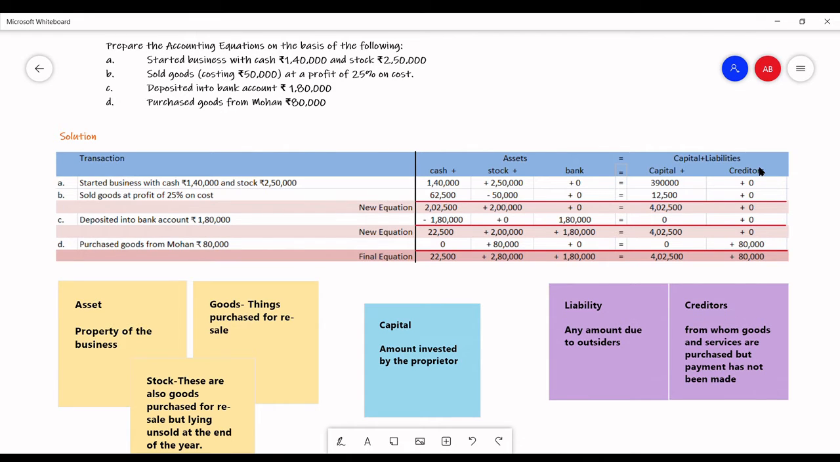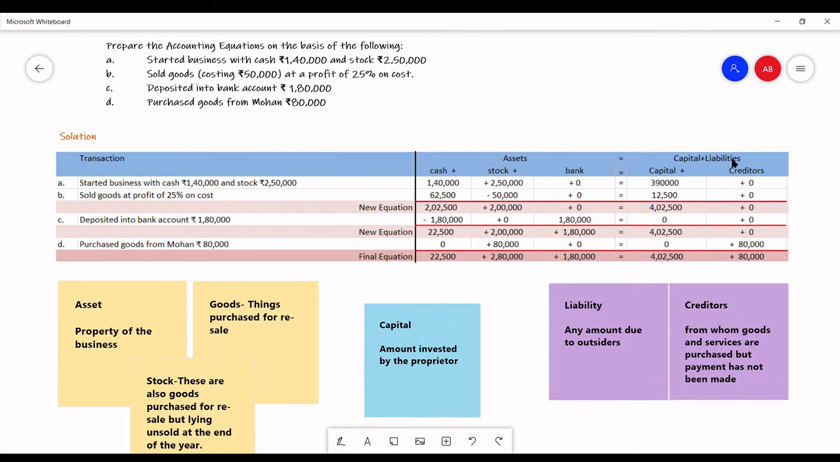For my convenience, I have written assets on the left side of the equal to and capital plus liabilities on the other side of the equal to. If you want, you can do it in a different way. You can write the capital plus liabilities on the left and the assets to the right. For my convenience, I have written it in this way.